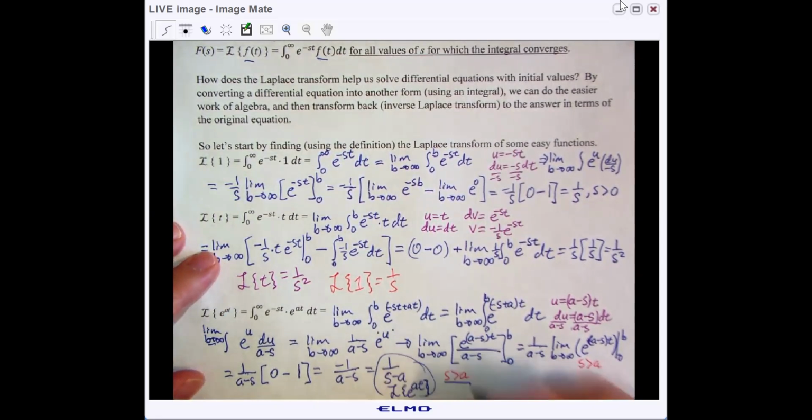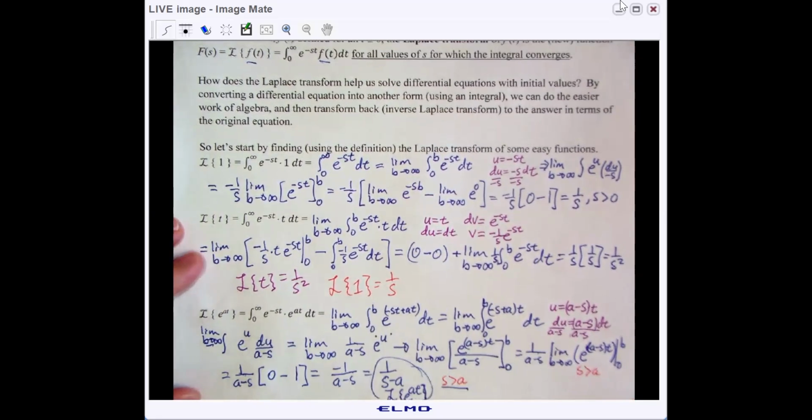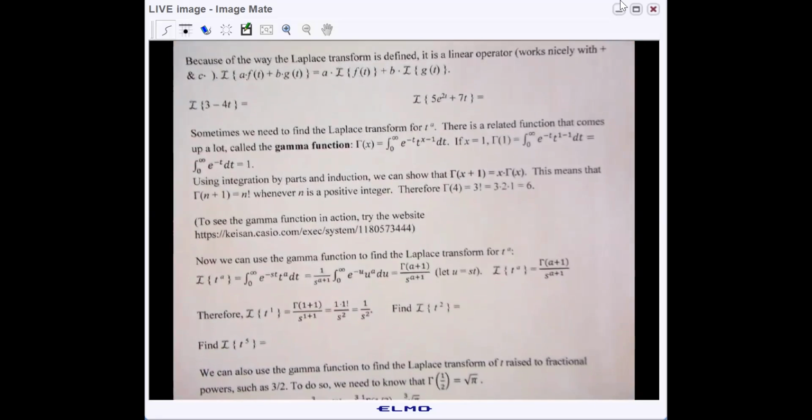Again, provided that s has to be greater than a so that the integral will converge. Okay. Now, why do we like Laplace transforms? Well, they have really nice properties and they can help us solve problems.